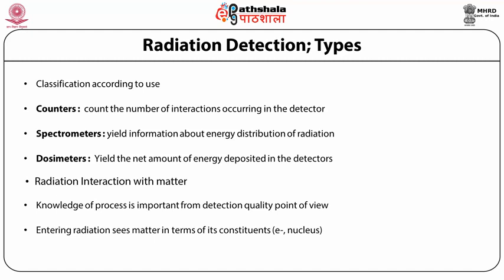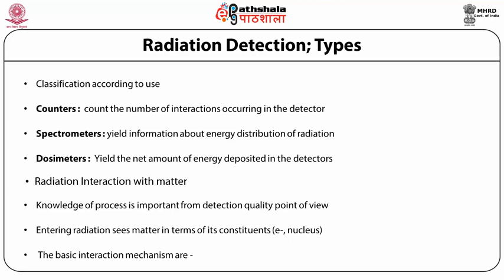Entering radiation sees matter in terms of its constituents, electron and nucleus. It means when the radiation enters the material, it does not see the material as gold or silver or silicon or germanium or whatever it is. It does not see like that. It sees the matter only in terms of electrons and nucleus. In that way, it interacts with either electrons or nucleus of the material medium.